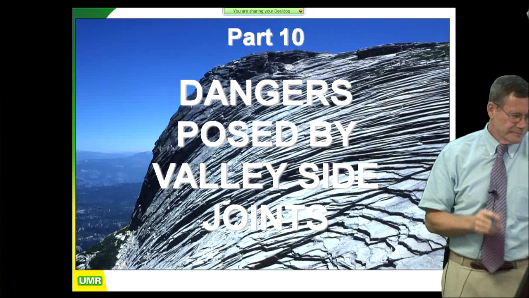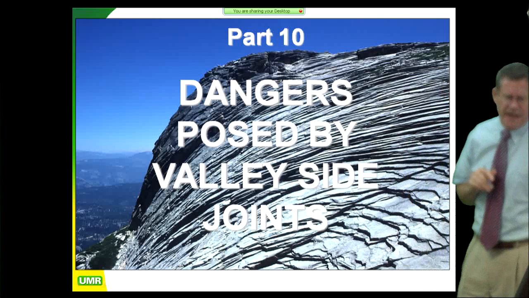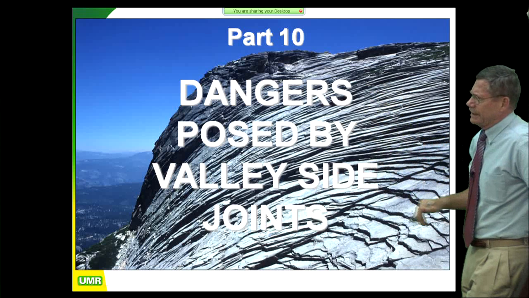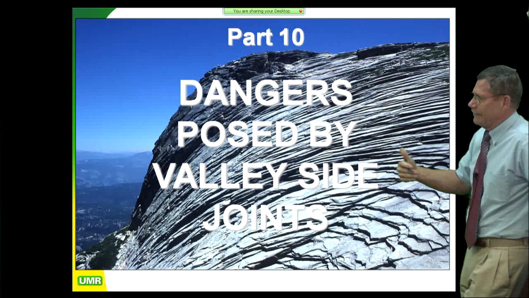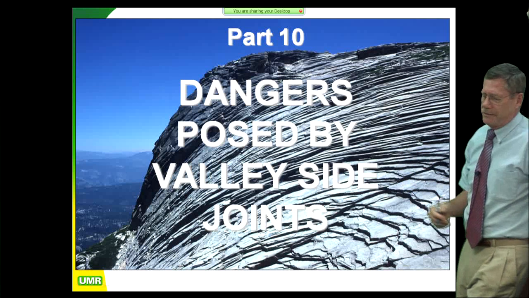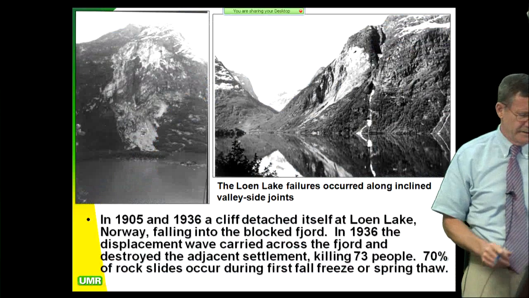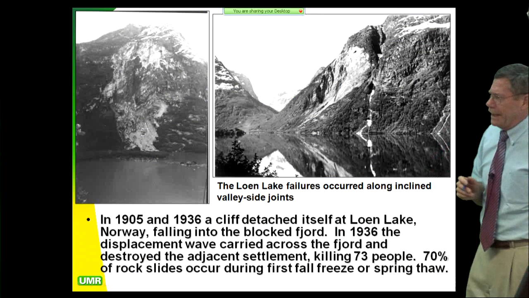All right. Part 10, dangers posed by valley-side joints. I've shown you this picture before. This is the glacial cirque of Little Shut-Eye Pass in the Sierra National Forest. We're just south of the Yosemite National Park boundary. This is the Mount Givens granodiorite, which is a very, very strong material. Now we're going to go up to Norway, to Lone Lake.